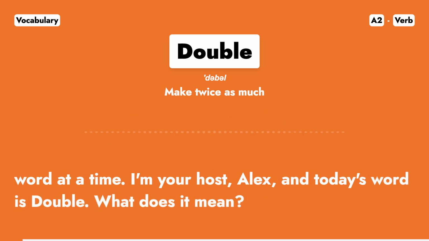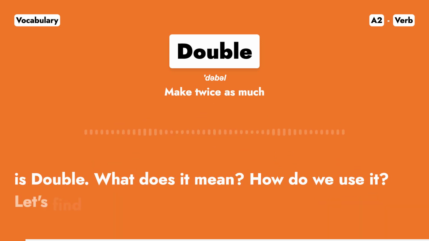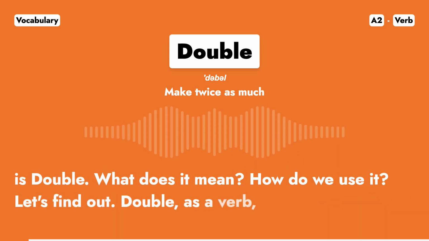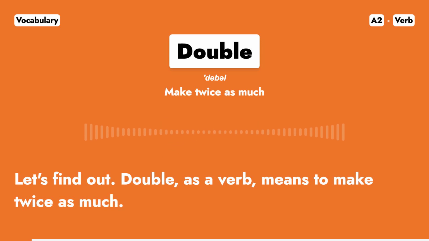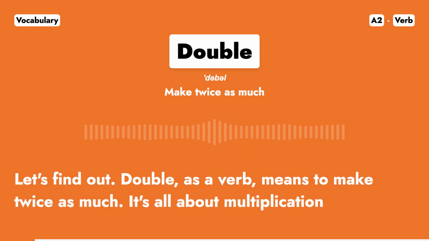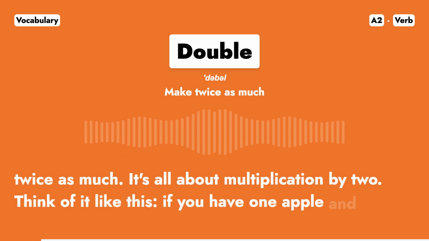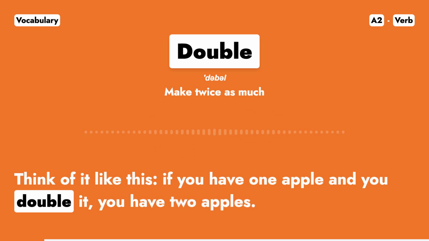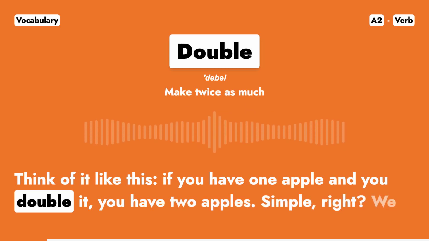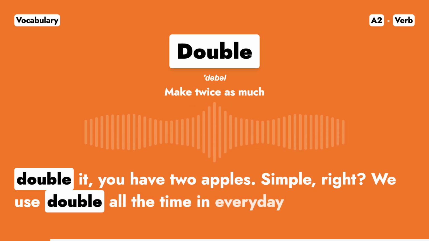What does it mean? How do we use it? Let's find out. Double as a verb means to make twice as much. It's all about multiplication by 2. Think of it like this. If you have 1 apple and you double it, you have 2 apples. Simple, right? We use double all the time in everyday language.